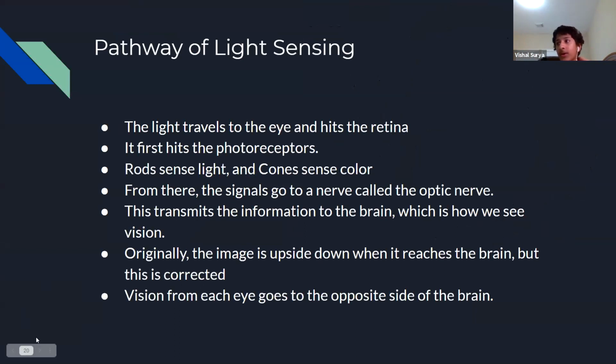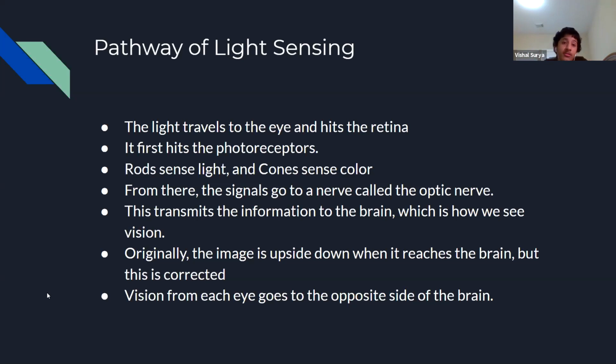Now we're going to learn about the pathway of light sensing. I think this is the last slide. Here's how we actually get the light to reach us. First, the light, as we have seen before, travels through the eye and hits the retina at the back. In the retina, we remember that this is where all the photoreceptors are. Remember what those were? Those were the light receptors. There are two main types of photoreceptors. The rods are one type, and they sense the amount of light, whether it's bright or dark.